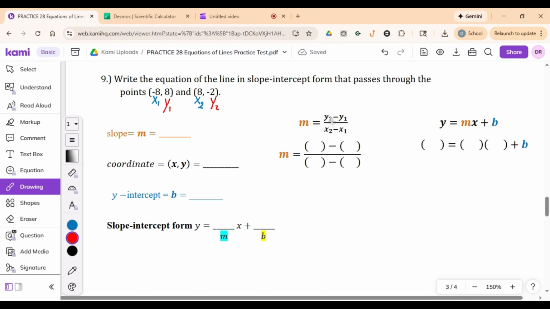So what we're going to do is find our slope, same way you always have. Look at what you have. The formula starts with y2, your second y value. That's a -2. And then we have minus, and then y1, that's 8.